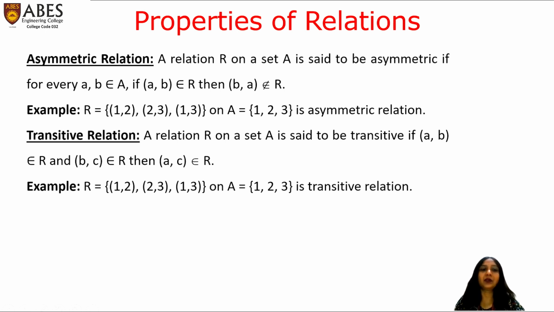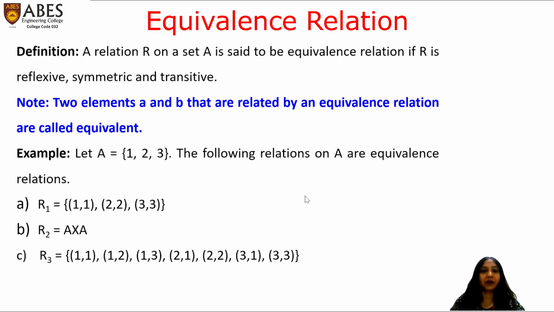Transitive relation. This is a normal transitive relation in layman's language: if a is related to b, and b is related to c, then a is related to c. A relation R on a set is said to be transitive if (a, b) belongs to R and (b, c) belongs to R, then (a, c) belongs to R. For example, the relation {(1,2), (2,3), (1,3)} on A is a transitive relation.